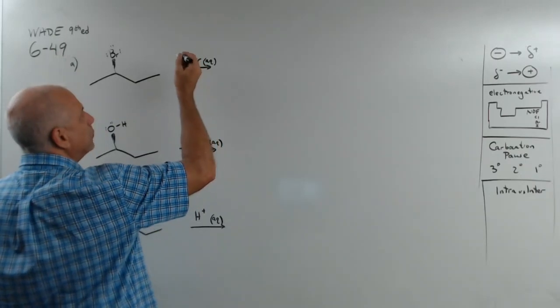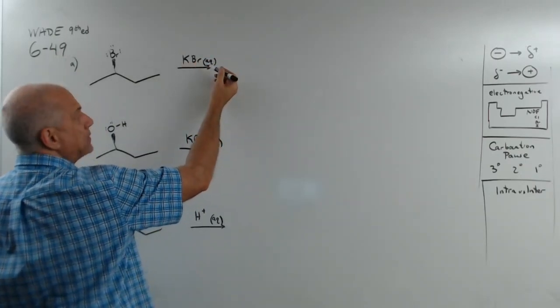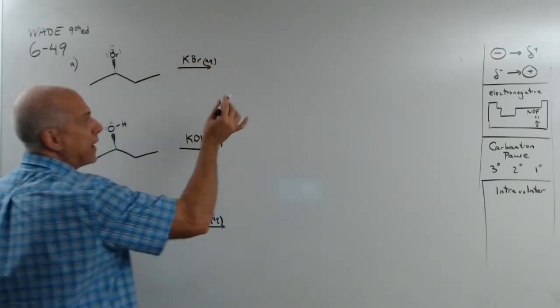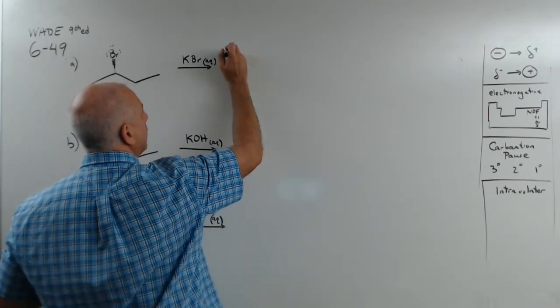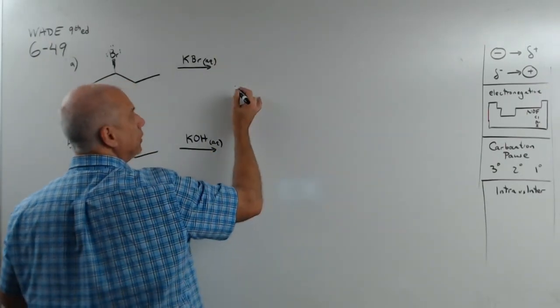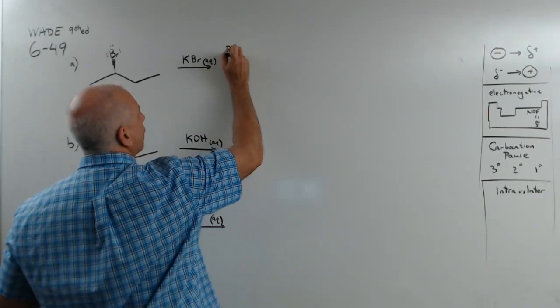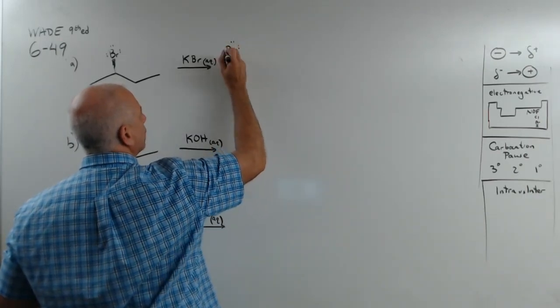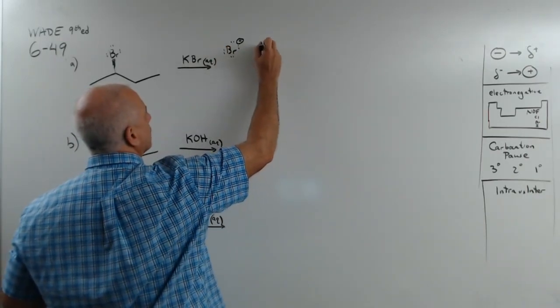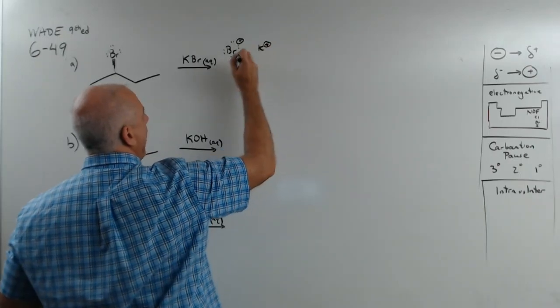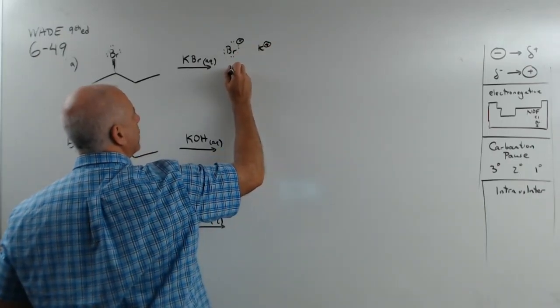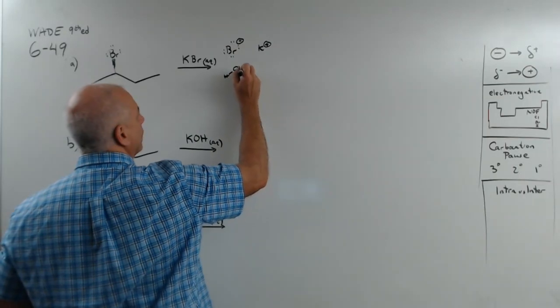We have this in potassium bromide, aqueous potassium bromide. Now, aqueous potassium bromide means that we're going to have a solution here. So you're going to have Br minus ions floating around, you're going to have K plus ions floating around, and you're going to have H2O molecules floating around.